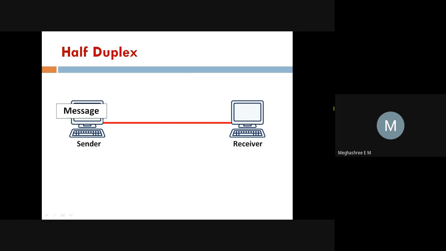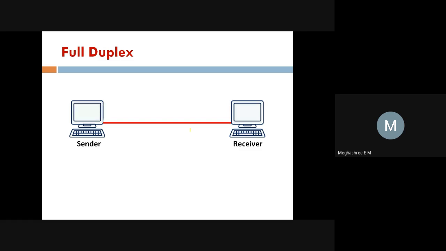The best example for this kind of data flow is walkie-talkies. The police department uses walkie-talkies. Say the head of the police department sends a message, that will be received by a particular police officer, and once he copies that, then he can reply to the head of the department. That is how it happens if we use half duplex.